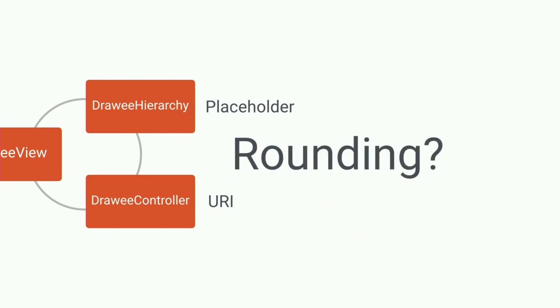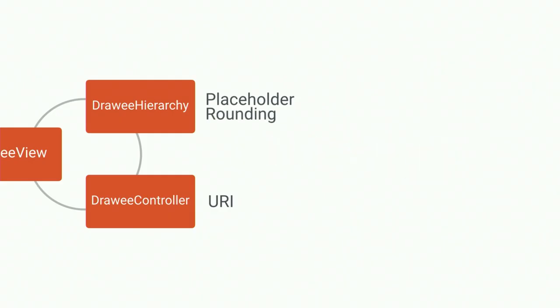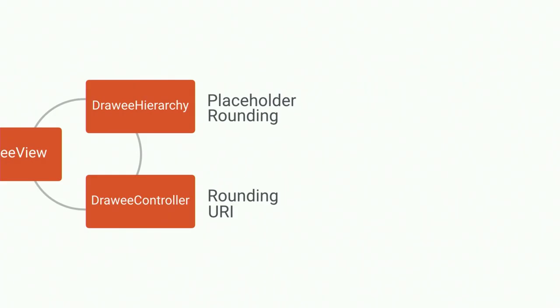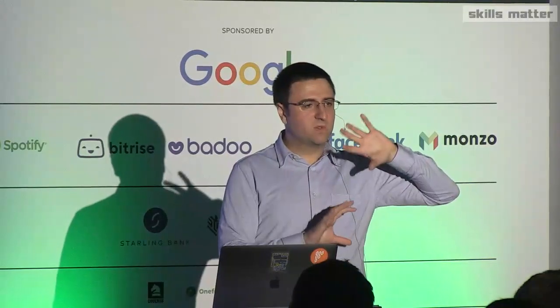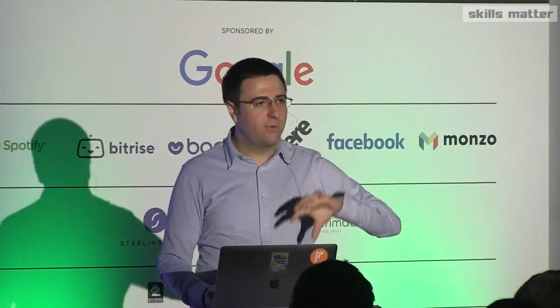But now, if you do the rounding, where does the rounding go? It used to be that we did this at render time, so the hierarchy would set everything up and perform the rounding. But now we have to do this at the controller level, and in practice, you can do this at both. So this basically surfaced some problems with how everything was structured, and how we had a clear separation between UI components and the pipeline and all of these things.